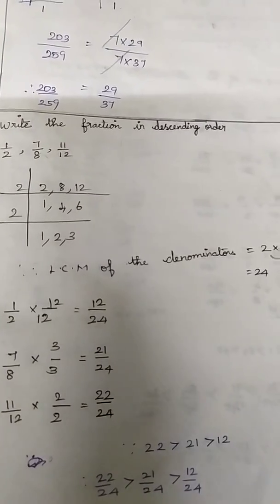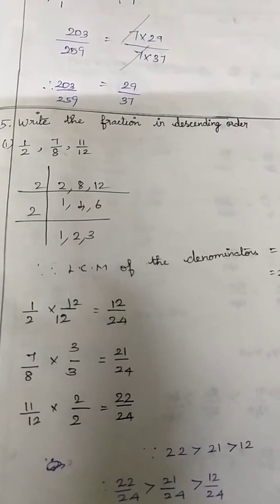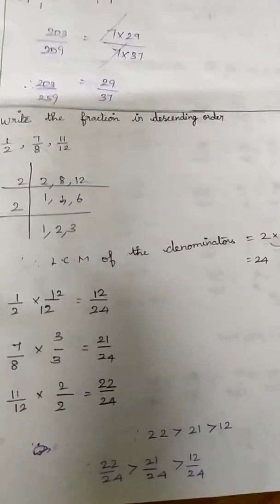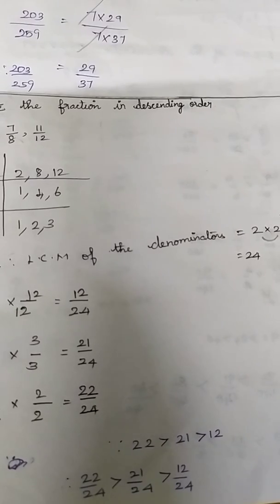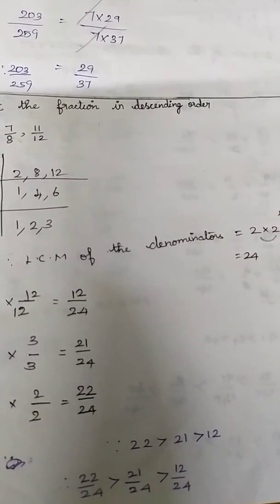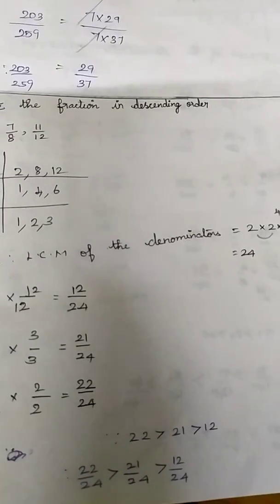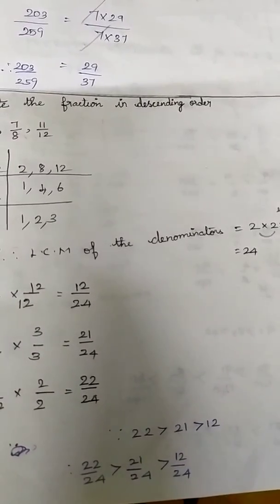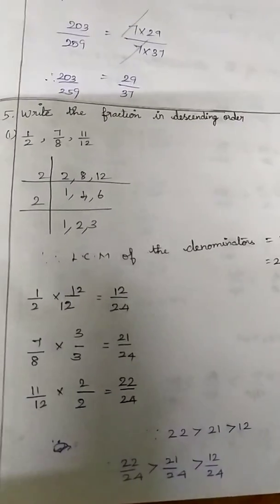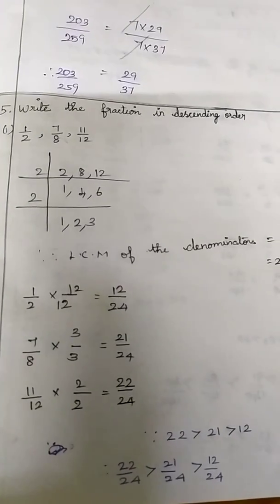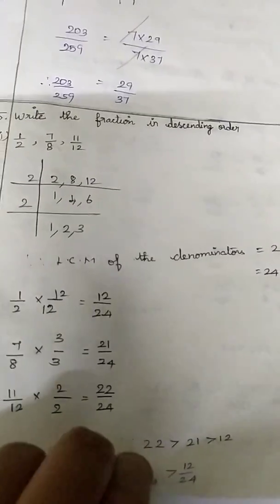So now, we have converted all the denominators to 24. After that, as per our question, we write from the bigger number to the smaller number. Your bigger number is 22. So, 22 is greater than 21 and 21 is greater than 12. After that, we write this in terms of fractions: 22 by 24 greater than 21 by 24 greater than 12 by 24. Next step, we write the corresponding original fractions: 11 by 12 greater than 7 by 8 greater than 1 by 2.